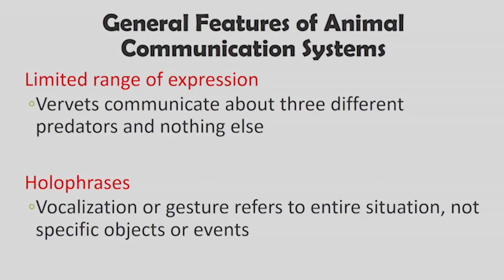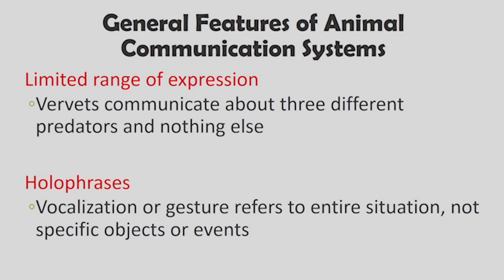But it's not going to tell you whether, if you go to the source, you're going to find honey or water or something else. It will not tell you the specifics of what you're going to find there, what kind of flower it is, or what kind of nectar is going to come out of it. Those things are not there in the waggle dance. So holophrastics are vocalizations which refer to the whole situation and not the specifics.